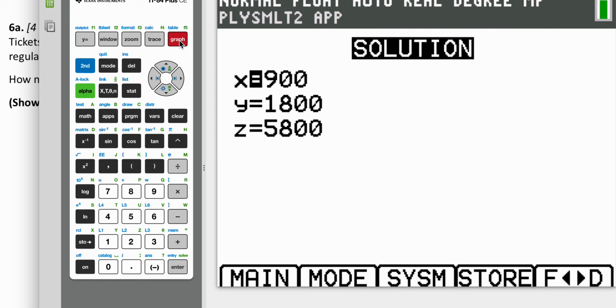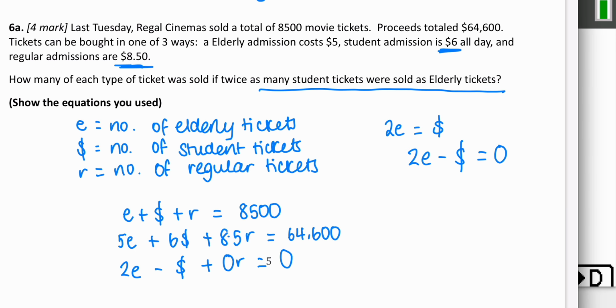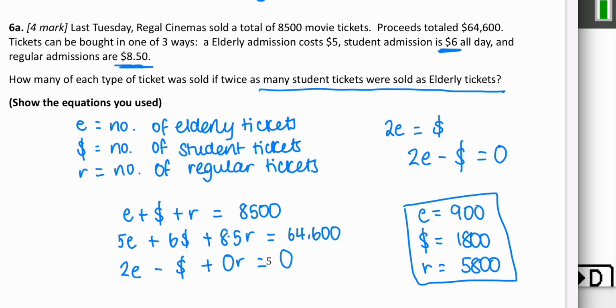And now I'm going to solve, and I can see there my answer, which is 900 for x, which was my first part, which was the E. I have 1,800 for the S, which was my second part, and 5,800 for Z, which was my regular. So I can now write down that E is equal to 900 tickets, that S is equal to 1,800 tickets, and the R is equal to 5,800 tickets. And that's my final answer.